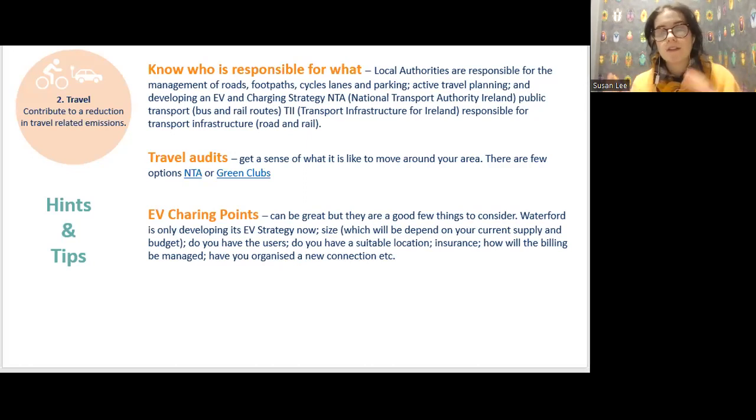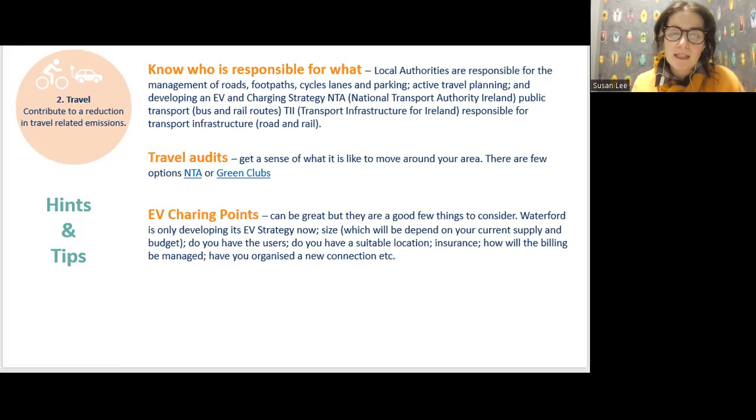So the local authorities, the Waterford City and County Council, in our case, is responsible for the roads, the footpaths, cycle lanes, active travel planning, and EV strategy. Then we've got the National Transport Authority, the NTA. They are responsible for the bus and the rail routes, including bus stops and things. And then Transport Infrastructure Ireland, they're responsible for road and rail.